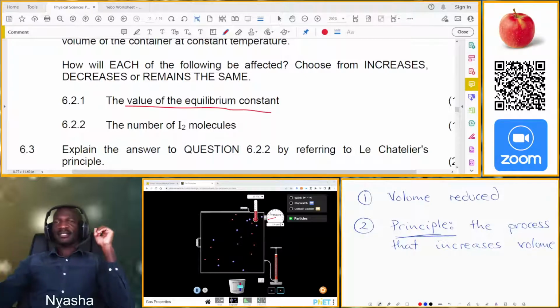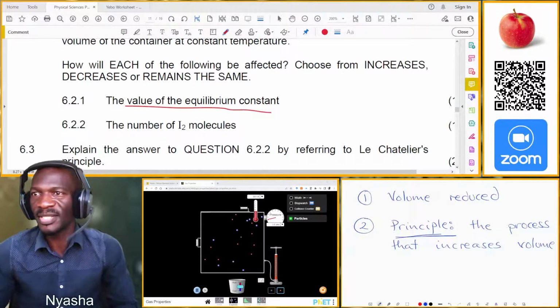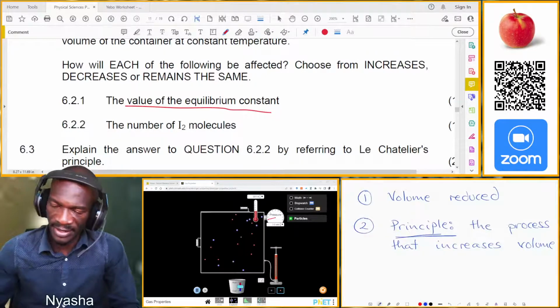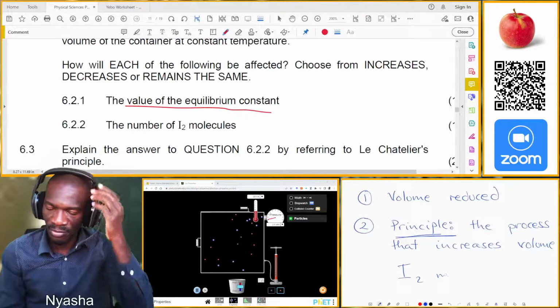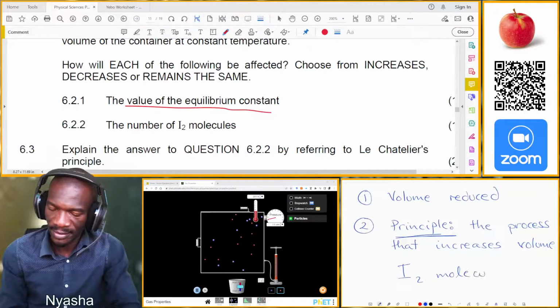I think we have seen the question, and we've seen that the number of I2 molecules must increase. So we need the I2 molecules to increase.